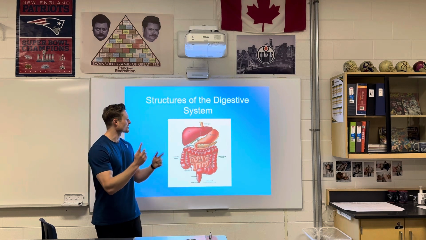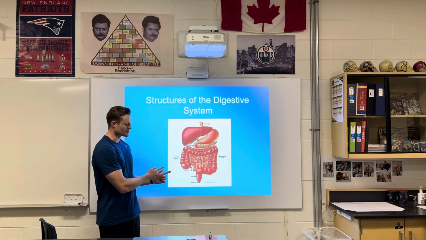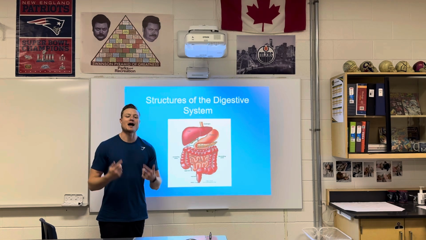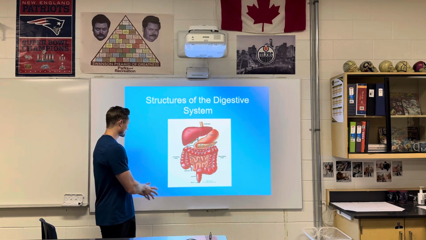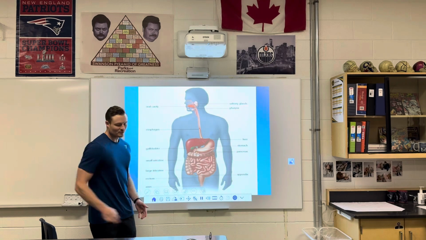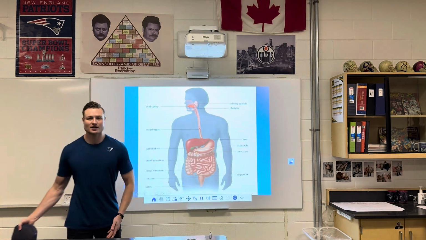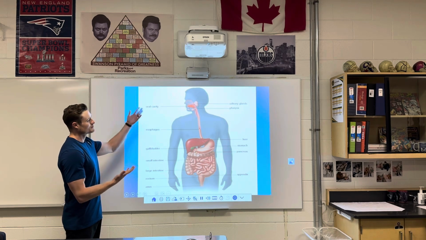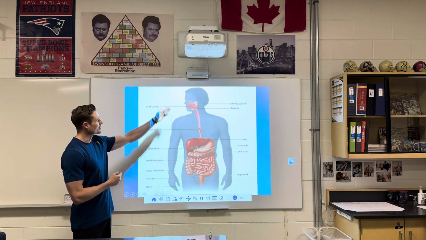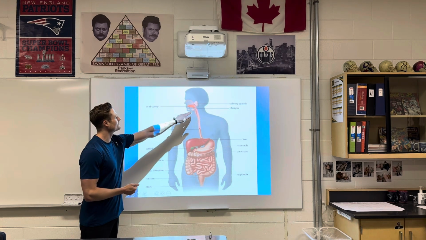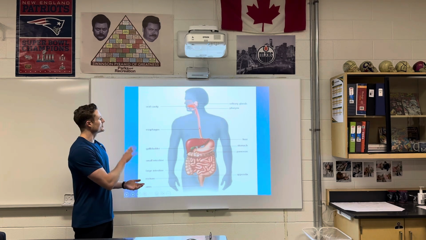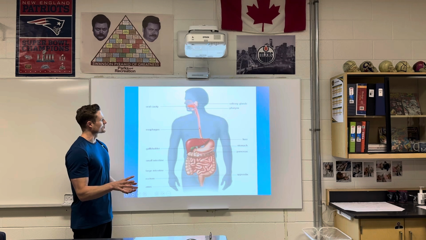Today we are going to be starting off talking about the digestive system and specifically the digestion of carbohydrates in the digestive system. So I do want to start off by going through the structures of the digestive system. Beginning at the top here, we have the oral cavity, it's your mouth. We have the salivary glands that produce saliva, and we have the pharynx back here. That's actually a structure that's shared by both the digestive and the respiratory system.